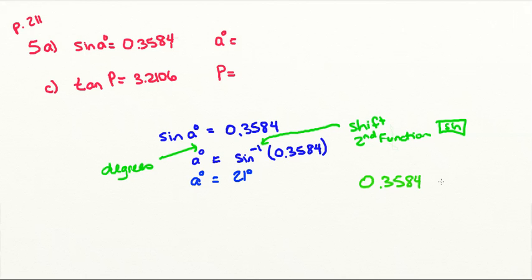In that case, you need to type in the number first, and then your shift key, and then your sine key.